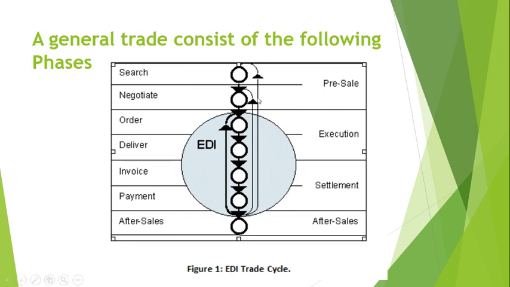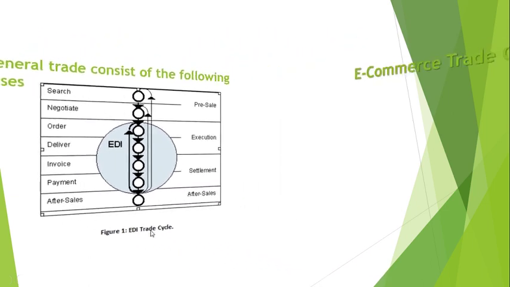Coming to the second phase, execution. Execution has two steps: first is order and second is delivery. Coming to the third phase, settlement, which again has two steps, invoice and payment. The last phase is after sale. Okay, let's see each phase individually.